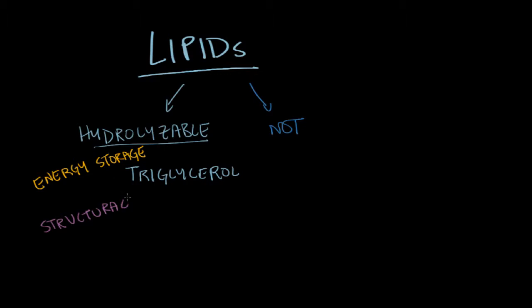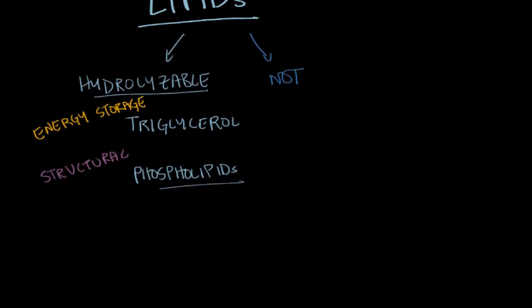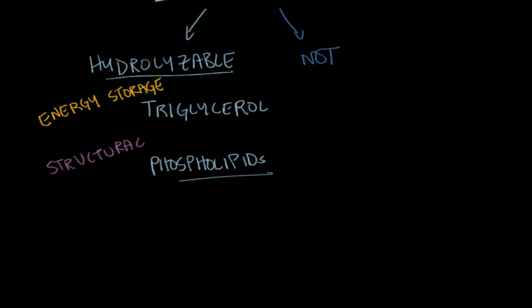So the first one I want to talk about are phospholipids. Phospholipids are hydrolyzable lipids that contain a phosphorus atom. This phosphorus atom usually comes in the form of a phosphodiester bond, and I have no expectation of you to know what a phosphodiester bond is because I don't think we've talked about it.